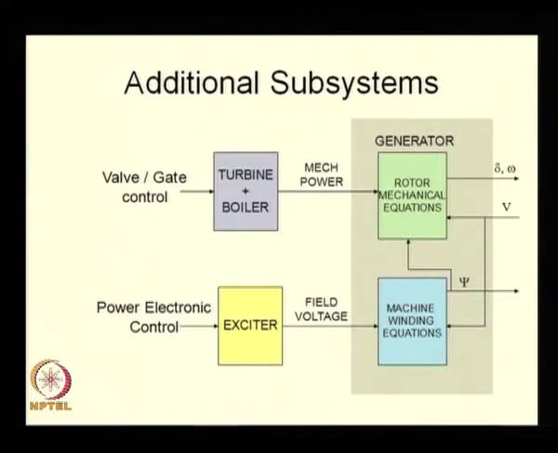Now, there are various ways you can generate this field voltage. We will consider two of the most common ways one can generate field voltage for a synchronous machine. When we talk about excitation systems, one of the things we have to discuss is the power apparatus, that is the excitation system, and of course, the control of the field voltage itself.